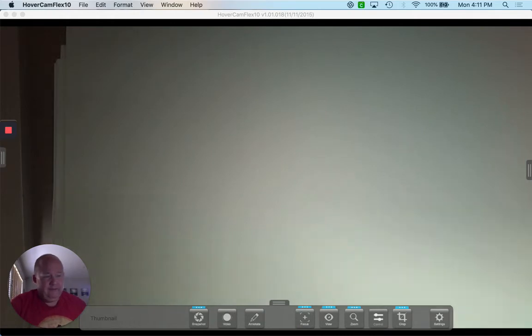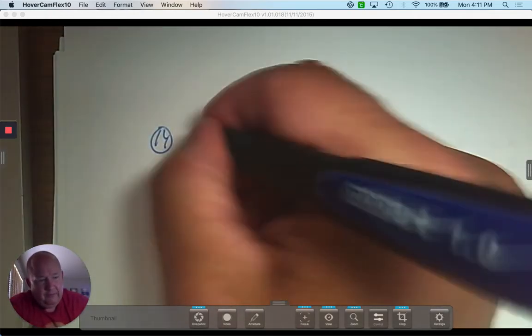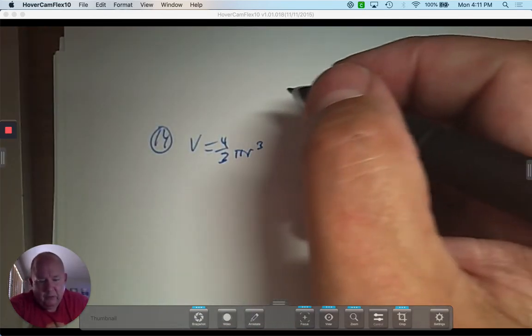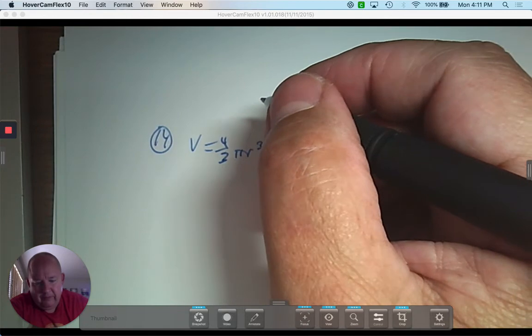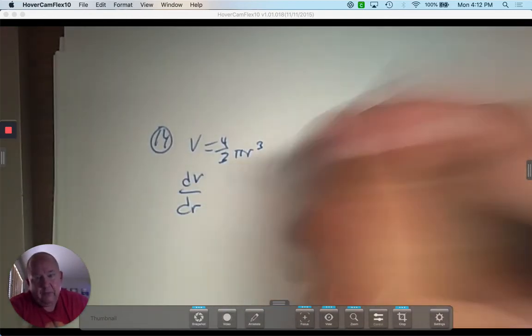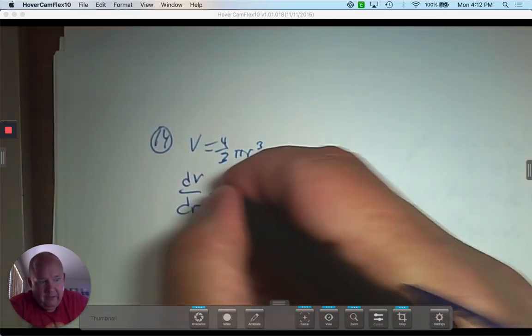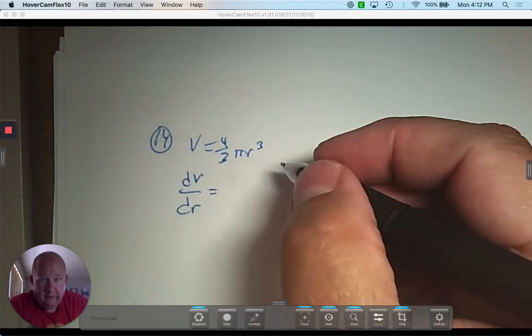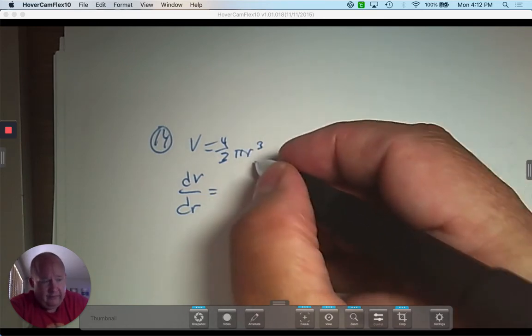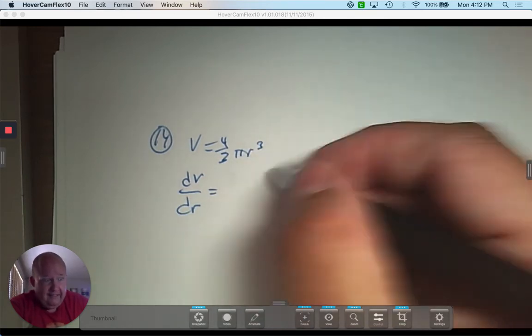Number 14. Number 14 says the volume of a sphere is 4/3 pi r cubed. It says find the rate of change of the volume with respect to the radius. So in other words, find dV/dr when the radius is 4. To do this, we're going to take the derivative. Here, we actually only have one variable. That's r. If you look at it, it's the power rule.